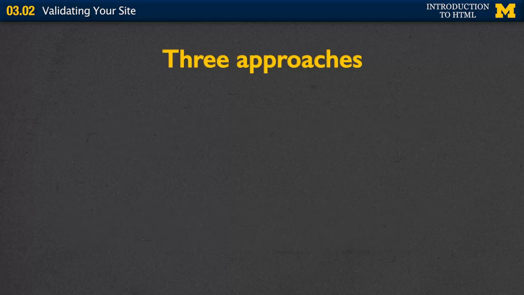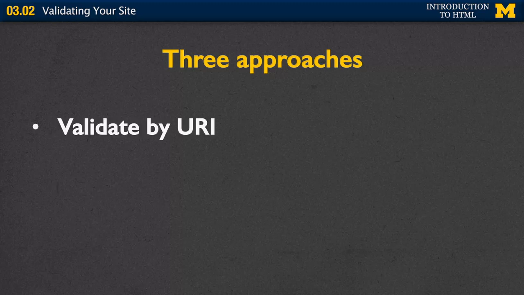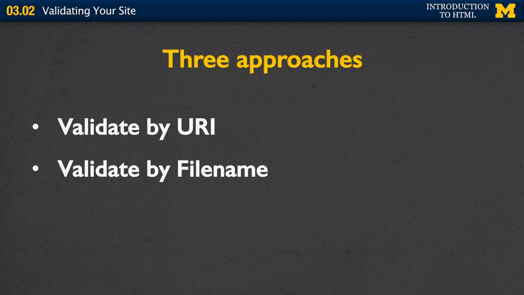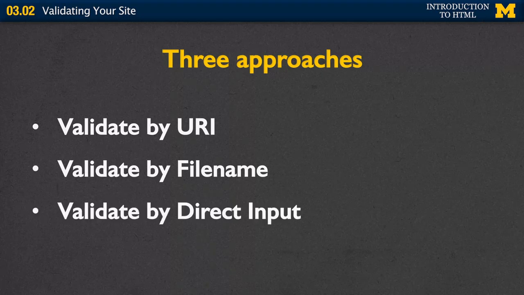So there are three approaches to validating your code for consistency. One is to validate what we call the URI or the URL. Another is to validate by your file name, which means instead of giving your URL, you can actually upload your file to check it. The third way is what I call by direct input. So let's go ahead and run through an example very quickly.